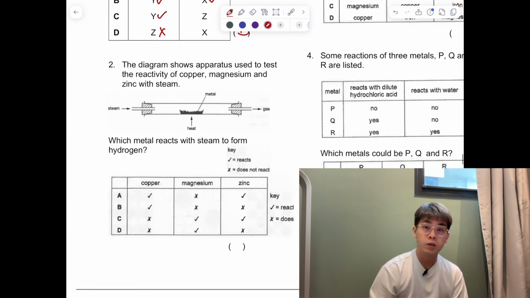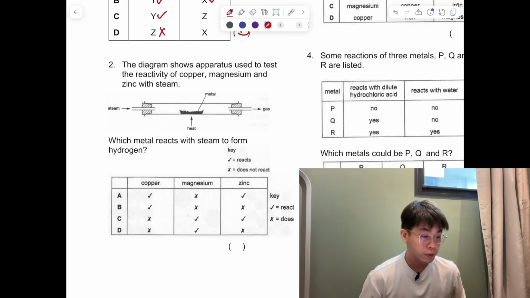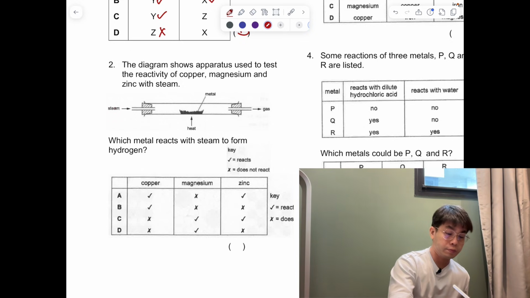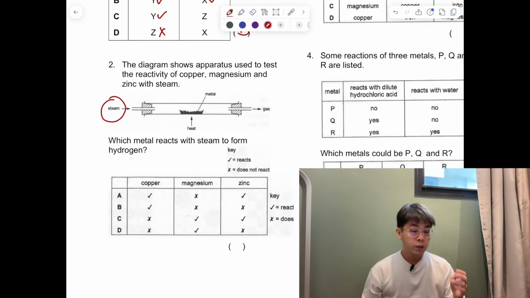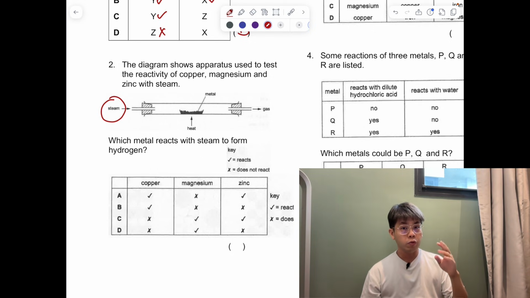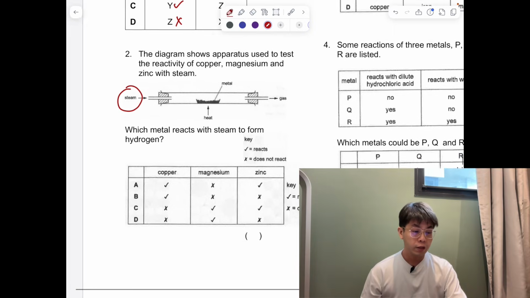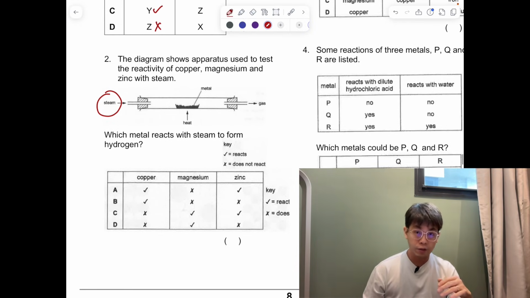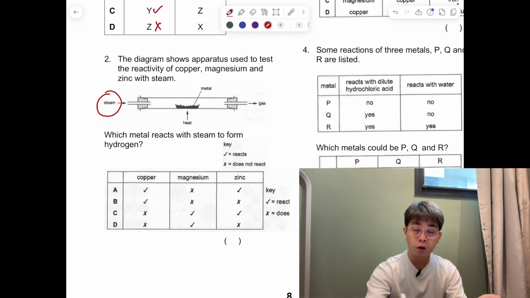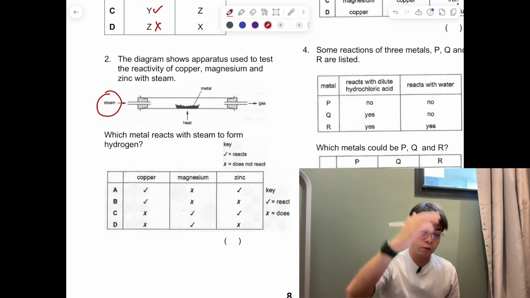Okay, let's look at question number 2. In question number 2, we have steam, and we need to know which metal will react with steam and which metal will not react with steam. Therefore, we need to remember our reactivity series. Let's try to recall this together. Let's read from the top to the bottom.